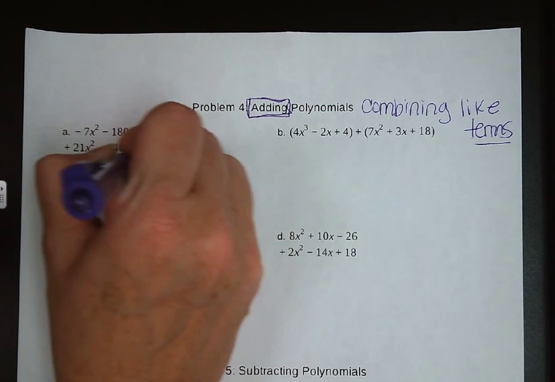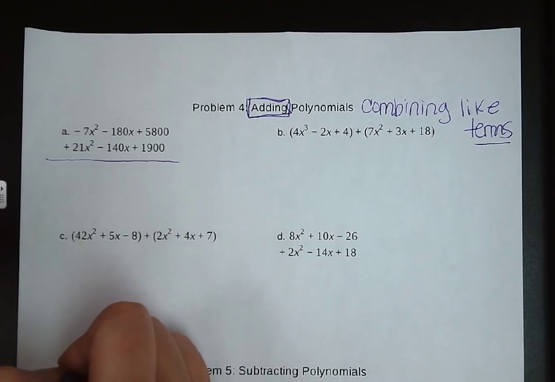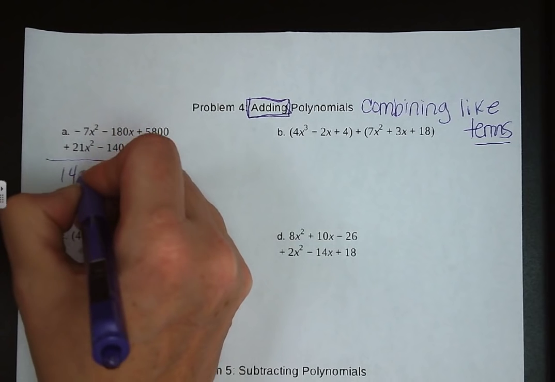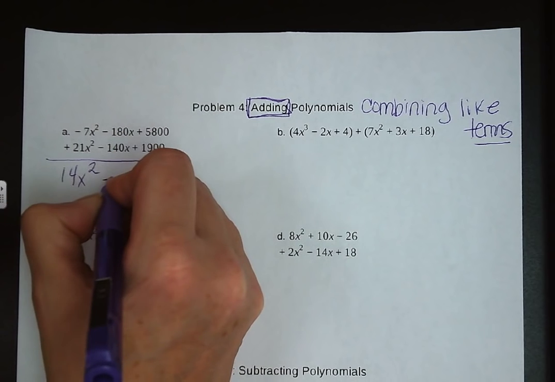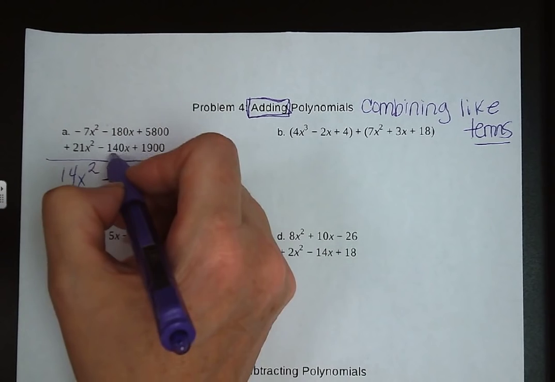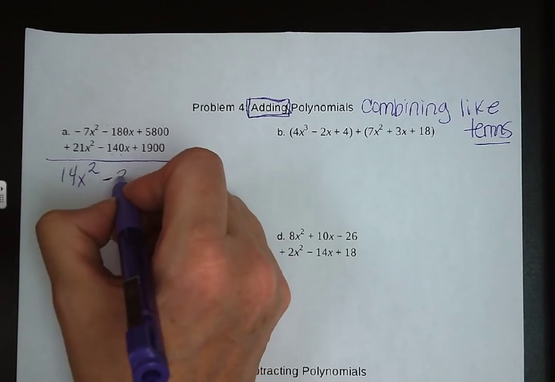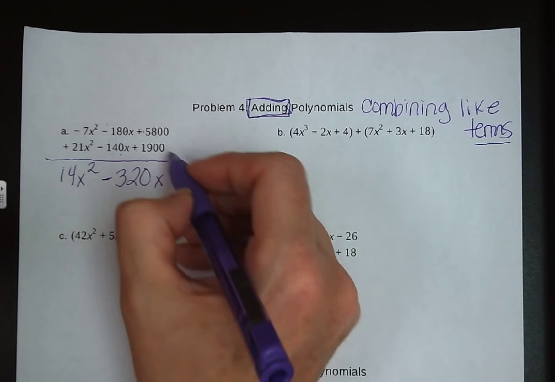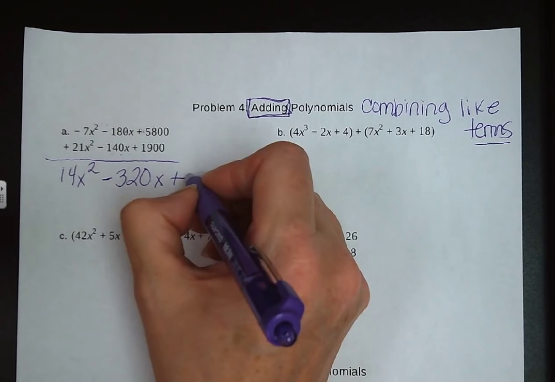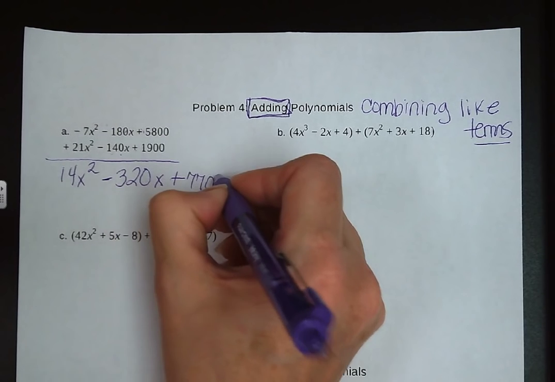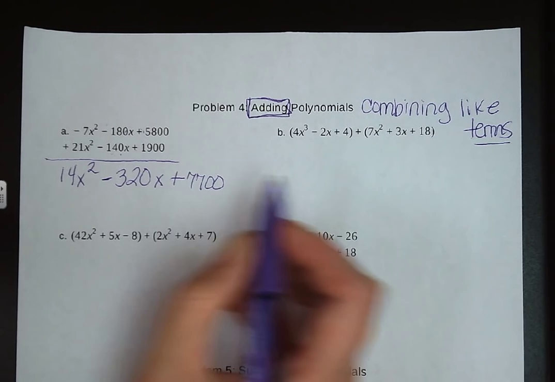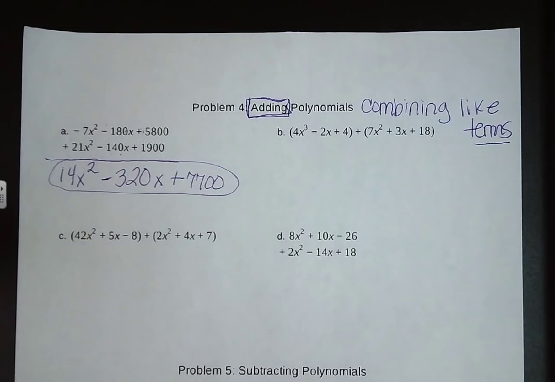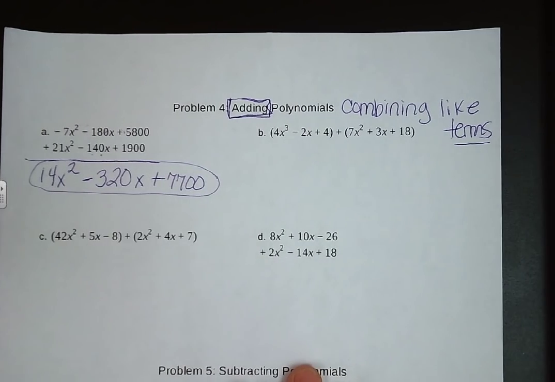So you can approach it either way. With the vertical method, we're just going to look up and down and add our terms up and down. So negative 7x squared plus 21x squared is 14x squared. Negative 180 minus 140 is negative 320x. And 5800 plus 1900 is 7700. And that's all we have to do. This is really just like when we learned elimination when we were solving systems of equations. It's a very similar concept.